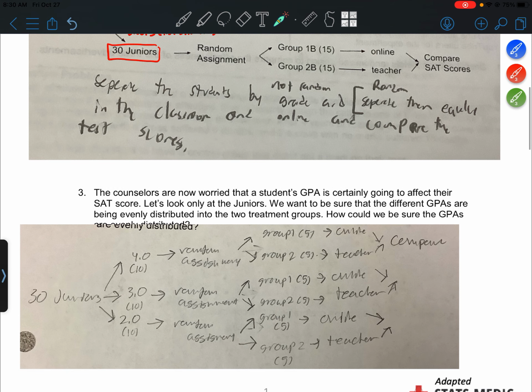All right. The third design wants us to try to account for the fact that these students, specifically we're going to look at the juniors, all have different GPAs. And so we want to make sure that GPA gets evenly balanced to the two treatments, right? We don't want all the high GPA students to get, say, one treatment and all the low GPA students to get another treatment, because that's going to lead to confounding. Okay, we want to make sure that GPA gets evenly balanced out.